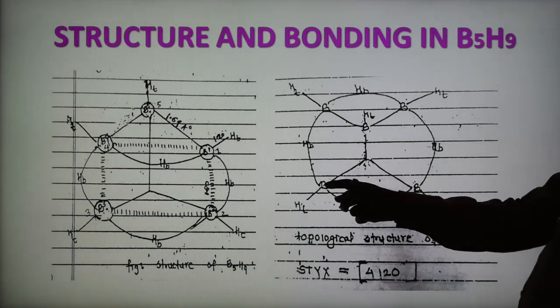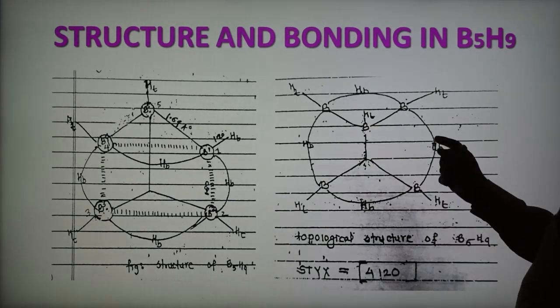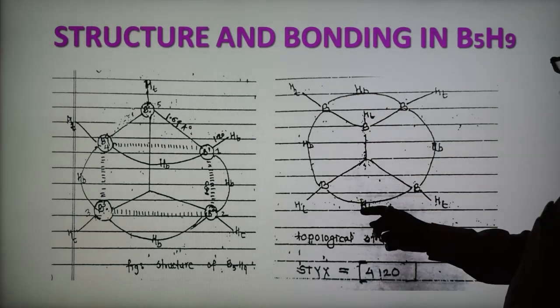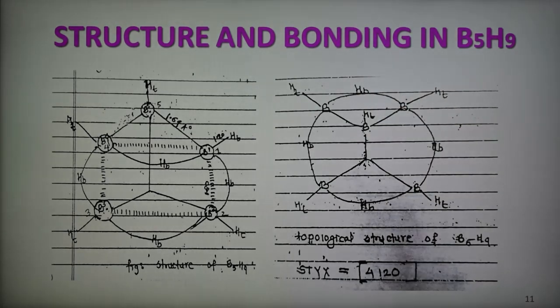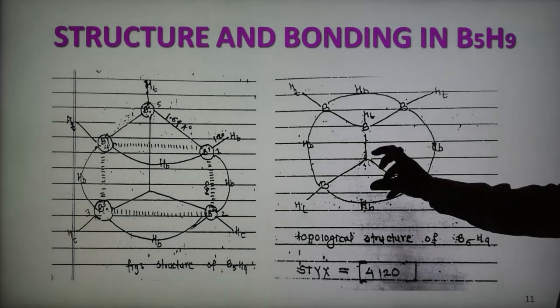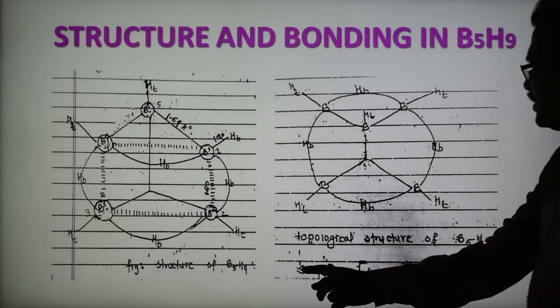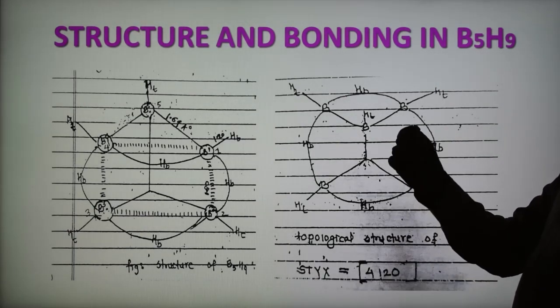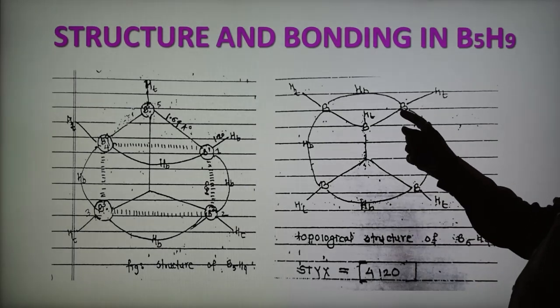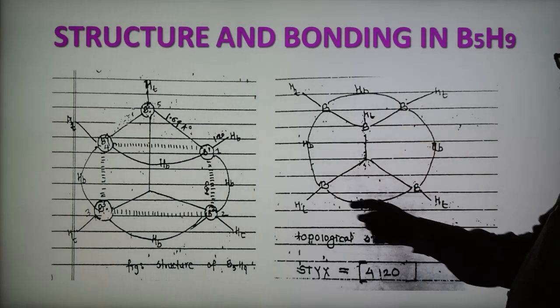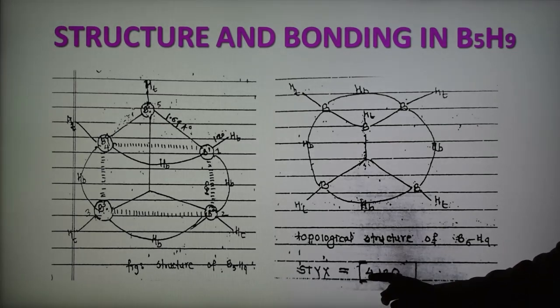Here there are bridging hydrogens, 1, 2, 3, 4, and terminal hydrogens are also there. Each boron has one terminal hydrogen, and between two borons there is a bridging hydrogen. So this is the topological structure of B5H9. And what is the styx number? In this case, S is the boron-H-boron type of bond. How many are here? 1, 2, 3 and 4. So S is 4.